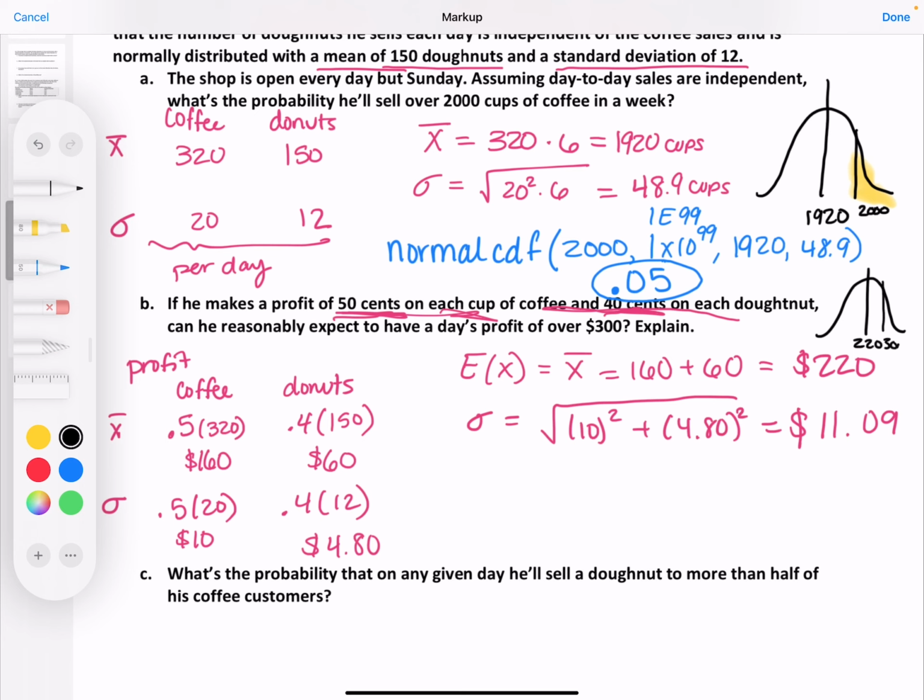We want 300. There we go. Okay. So, we're gonna try this normal CDF of 300 to that with a mean of 220 and a standard deviation of 11.09.